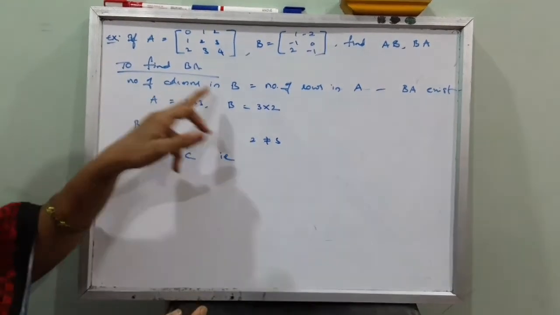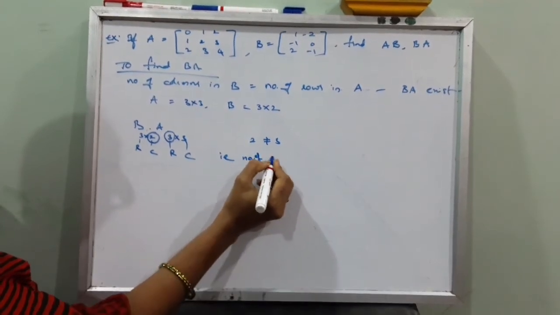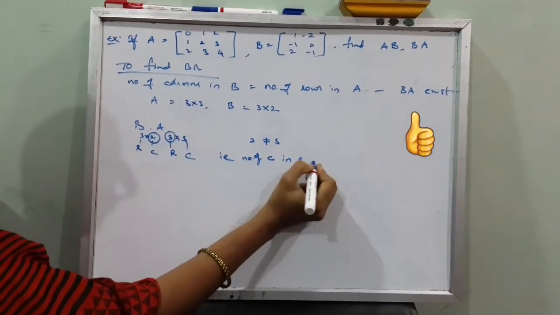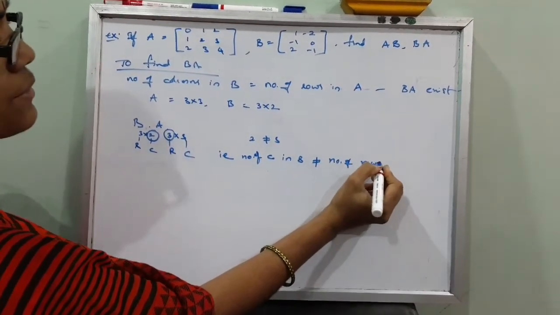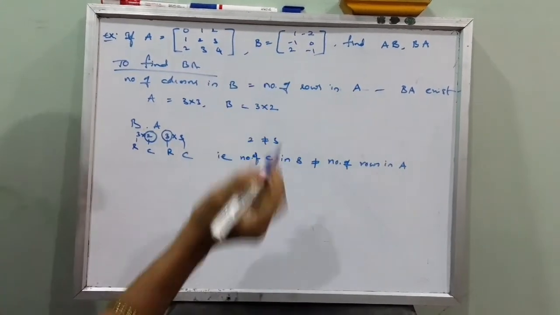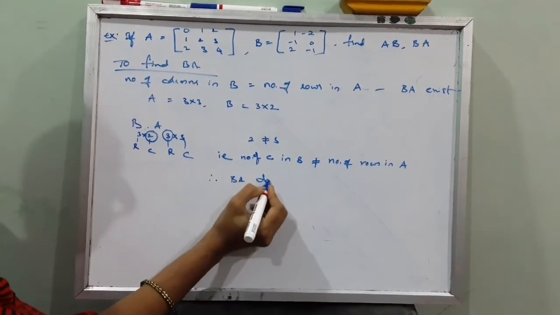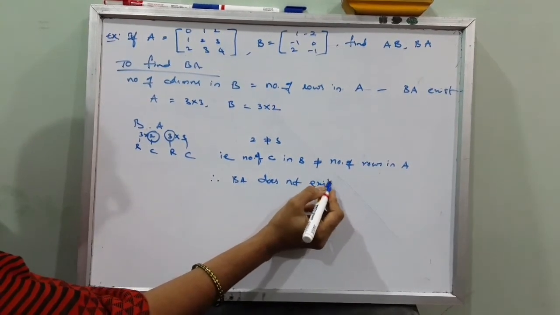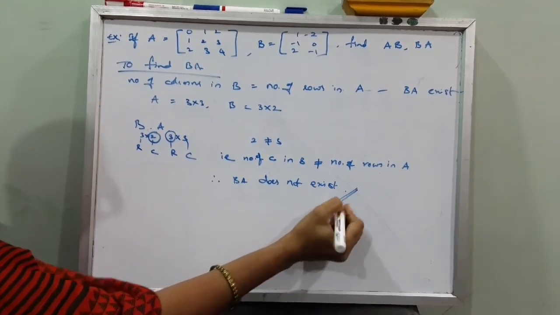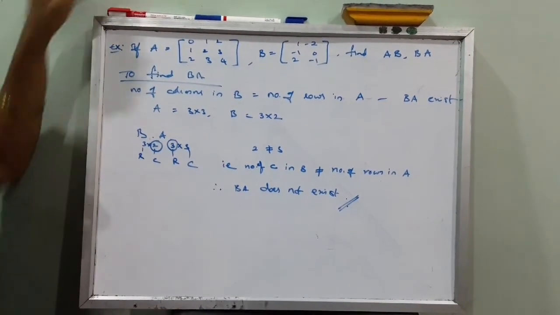That is, the number of columns in B is not equal to the number of rows in A. Therefore, BA does not exist. Hence, BA does not exist. That is the multiplication of two matrices.